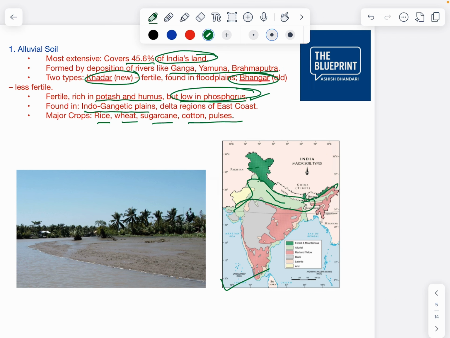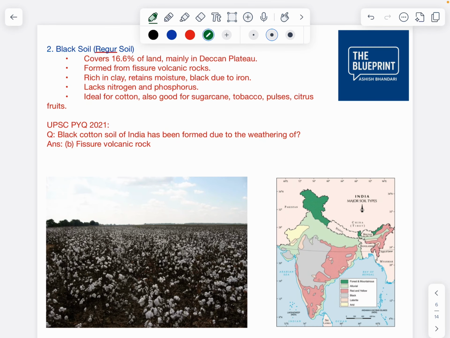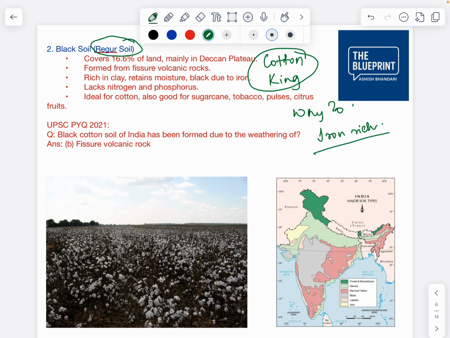Next, we are moving to black soil. Black soil is also called regur soil, right? So we have to know the regur. Or we can also say black soil is the cotton king, because cotton is predominantly grown in this region of black soil. So why black? Why is the question, right? Because of the titaniferous magnetite, or basically iron-rich volcanic rocks. Iron-rich volcanic rocks. So it is black.